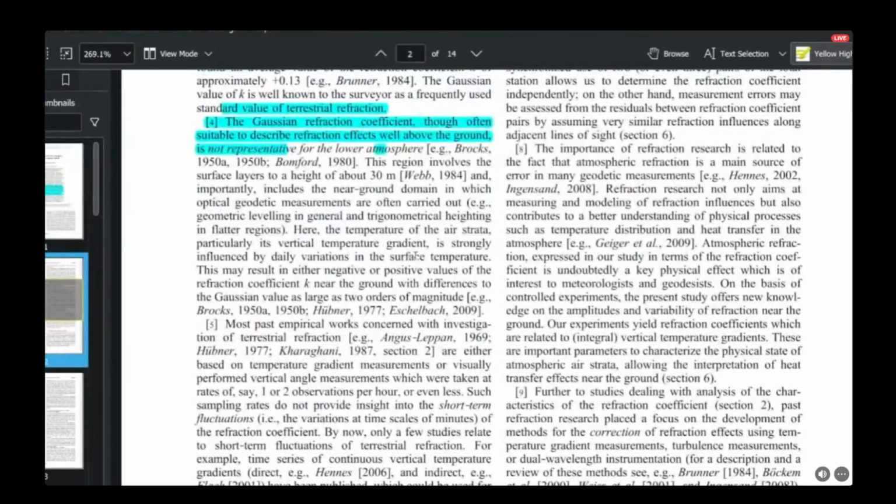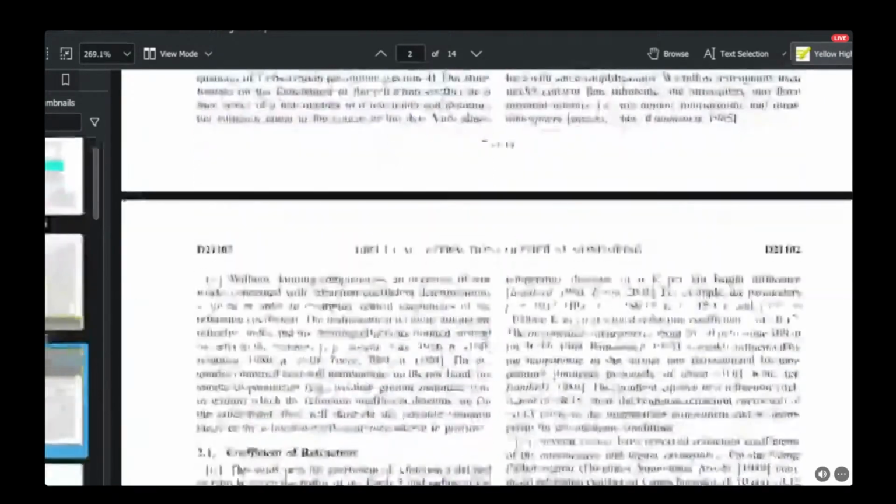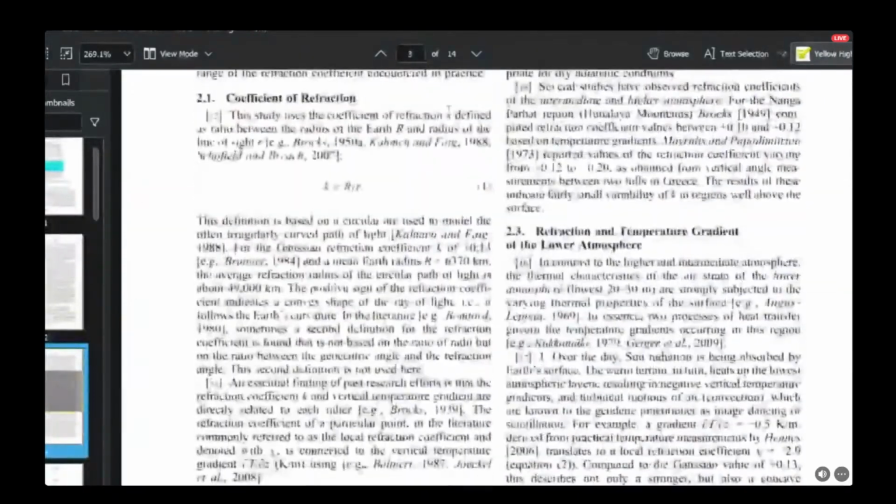So when they say that they apply the standard refraction, the Gaussian refraction coefficient, often suitable to describe refraction effects well above the ground, it is definitely not representative for effects of the lower atmosphere, i.e. where everyone does their reciprocal zenith angle measurements. That's where it's not fit. So absolutely hilarious to learn that.